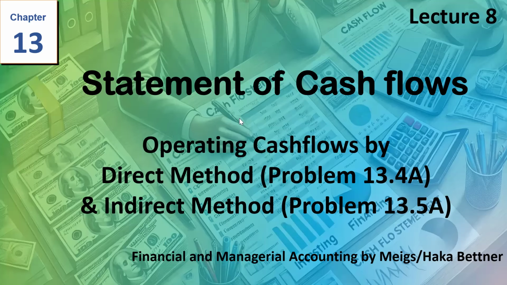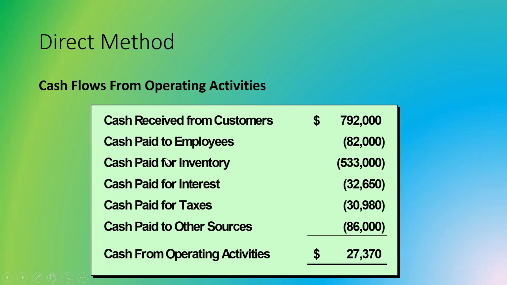In today's lecture, we will learn how to calculate operating cash flows from the direct method as well as the indirect method. In the last lecture, we discussed how to calculate operating cash flows from the direct method, and you can see that in this way we list down all the actual cash transactions, that is cash received from customers, cash paid to employees, or paid for inventories, interest, taxes, and so on.